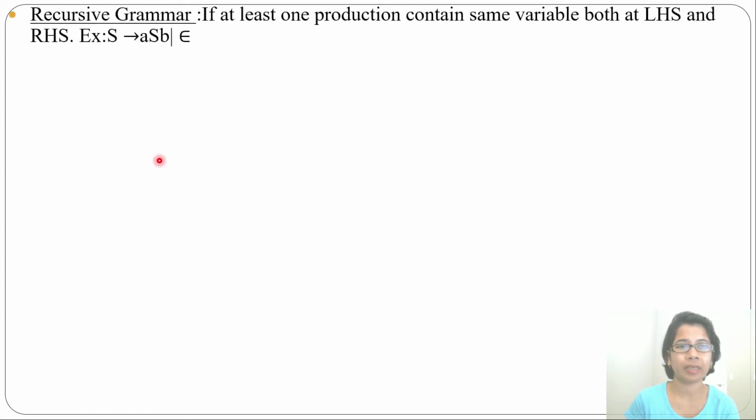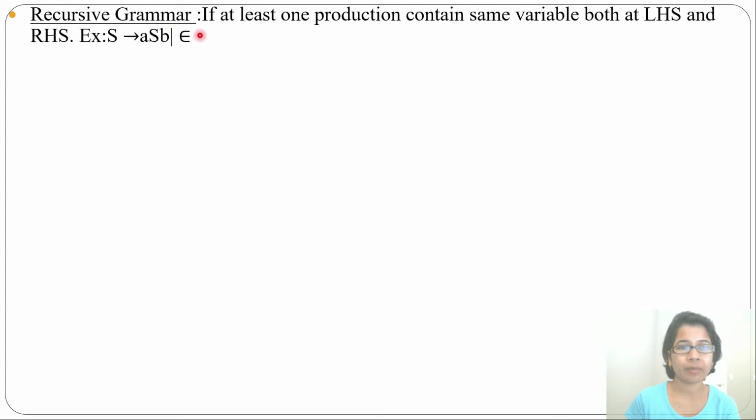The grammar in which at least one production contains the same variable both at LHS and RHS is called a recursive grammar. For example, from S you can derive ASB or epsilon. Here this S is present at LHS plus it is present at RHS. So this is a recursive grammar.